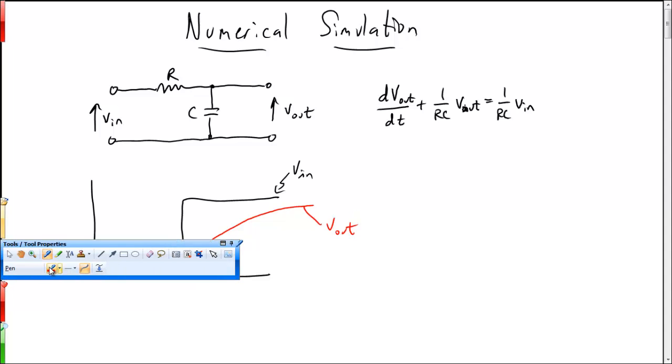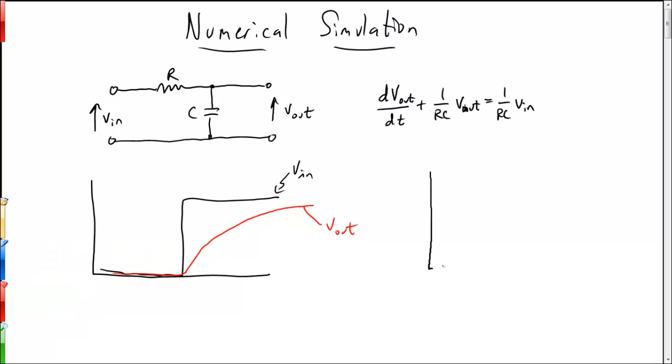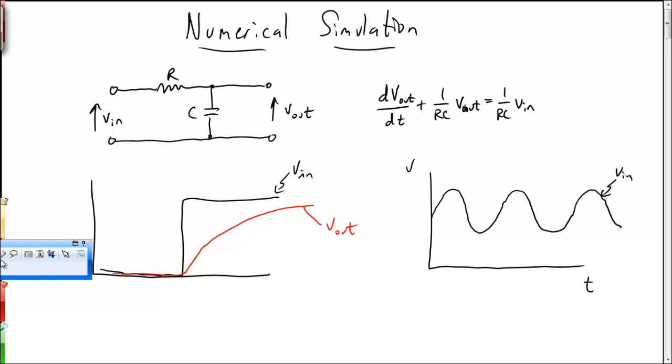It's possible to show, and those of you who've had ordinary differential equations will have seen this, that if you put in a sine wave like this for Vin, then depending on what the frequency of that sine wave is, you might get out something that looked like this, which is another sine wave that has a diminished amplitude, and it may be shifted in phase. The peaks don't line up between Vout and Vin.